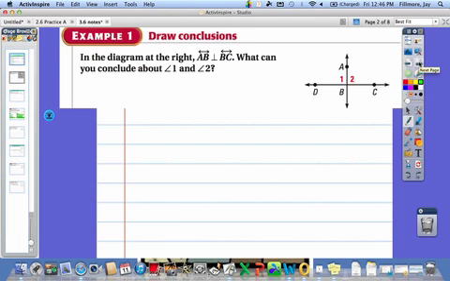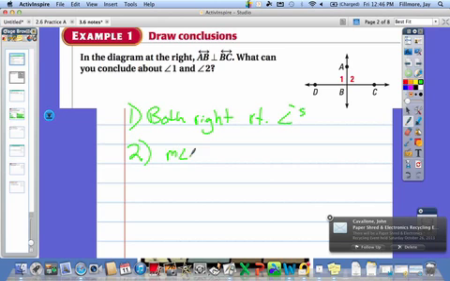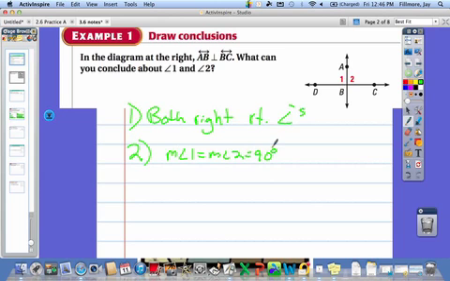So looking at a problem involving that, the diagram at the right, we know that line AB is perpendicular to BC. What can we conclude about angles 1 and 2? Well, first thing we can conclude is that they're both right angles, because we know if two lines intersect and are perpendicular, all 4 of these will be right angles. So both of these are right angles. Second, since they're both right angles, we know that the measure of angle 1 and the measure of angle 2 are equal, and they are 90 degrees. And third, since they have the same measure, they are congruent, so we can say angle 1 is congruent to angle 2. So we can tell all those things just from the fact that those two lines are perpendicular.